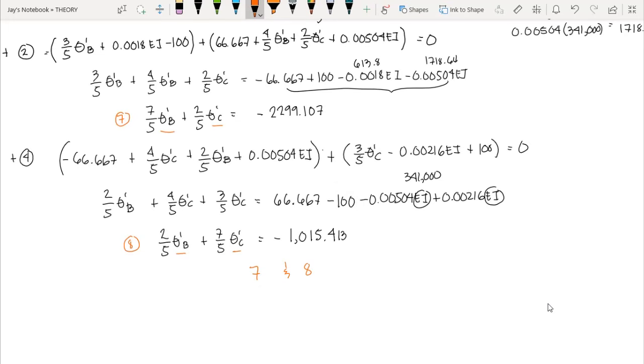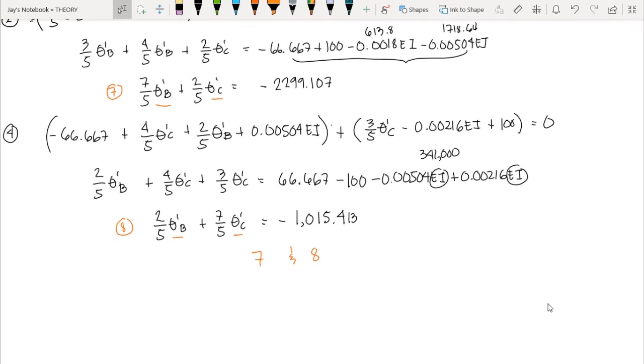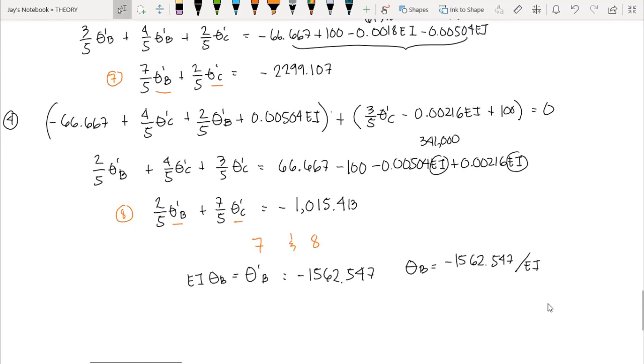You can use your calculator or you can use the algebraic procedure. But to expedite the process, I will show directly the answer. So we have the value for theta prime B, which is equal to negative 1562.547. Again, this is not the value of rotation, because theta prime B here is a factor of EI and the slope theta B. So if you wish to compute for theta B, then you need to divide this by EI. So we have theta B equal to negative 1562.547 over EI. So that is the value of the slope at B.